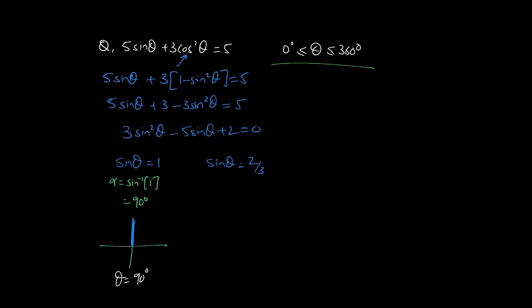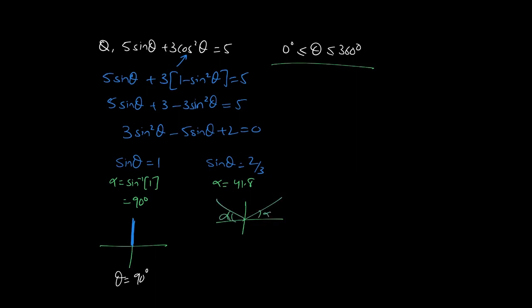Now about the second part, you will take sine inverse of 2 over 3, and you get alpha as 41.8. Now sin theta is positive in the first and the second quadrant.